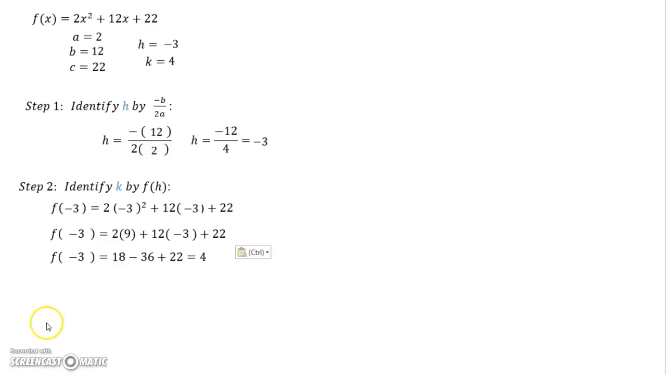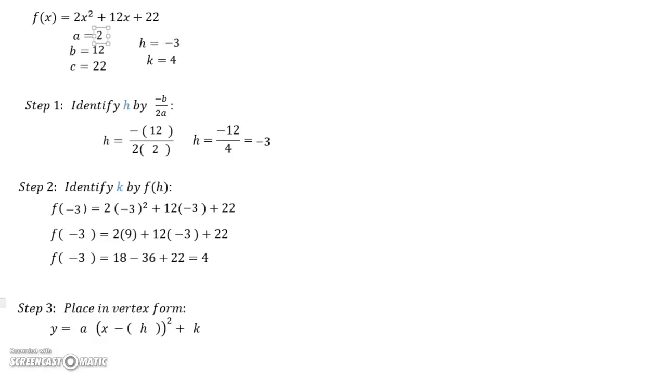So now we need to put everything together. So now we are at step 3, and in step 3 we are placing our items in vertex form. So as you recall, vertex form is y equals a times x minus h, that value squared, plus k. Now that we know what a, h, and k are, all we need to do is use substitution, and we have vertex form.